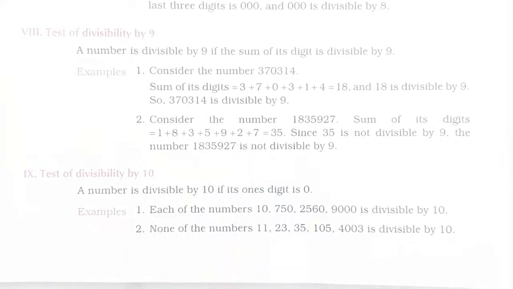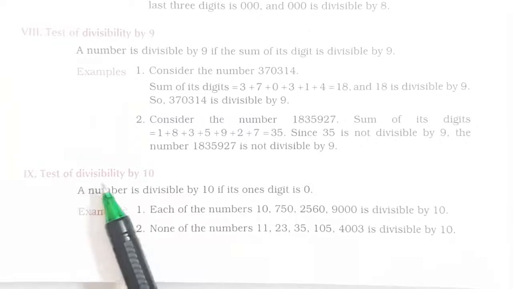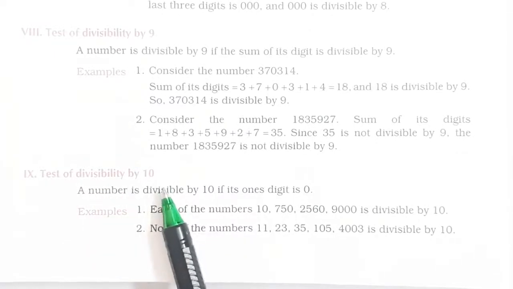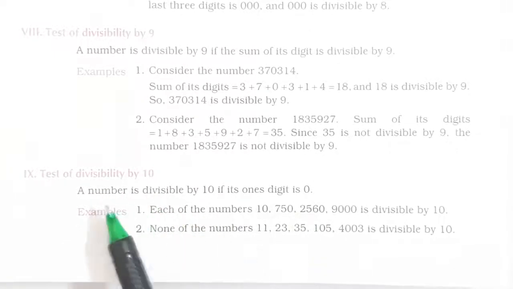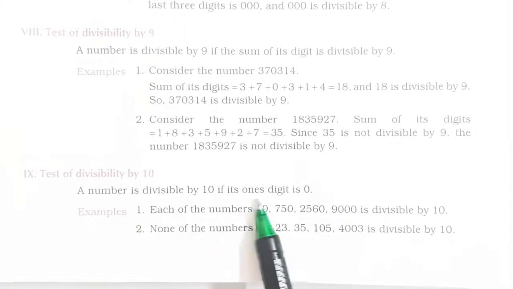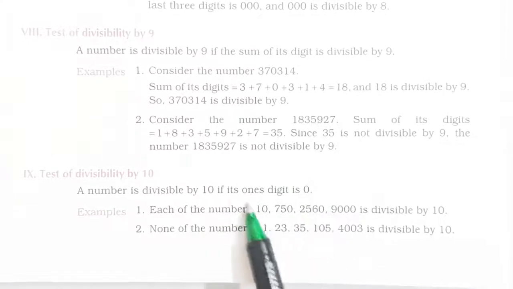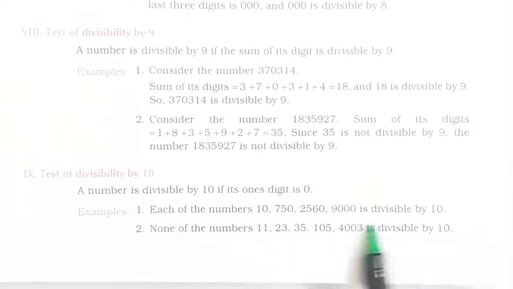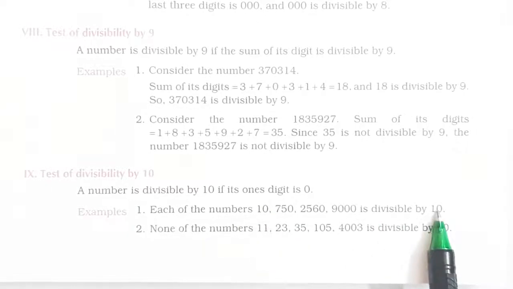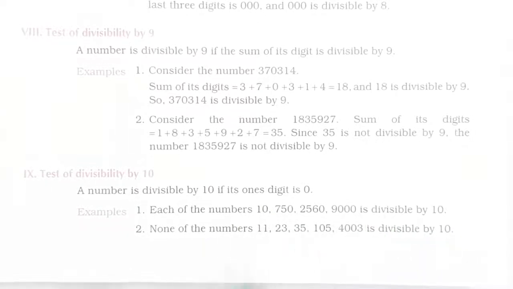Clear? Now the easy one, test of divisibility by 10. Children, it is very easy. If the digit at the unit place is 0, then the number is divisible by 10. I hope it is clear to everyone.